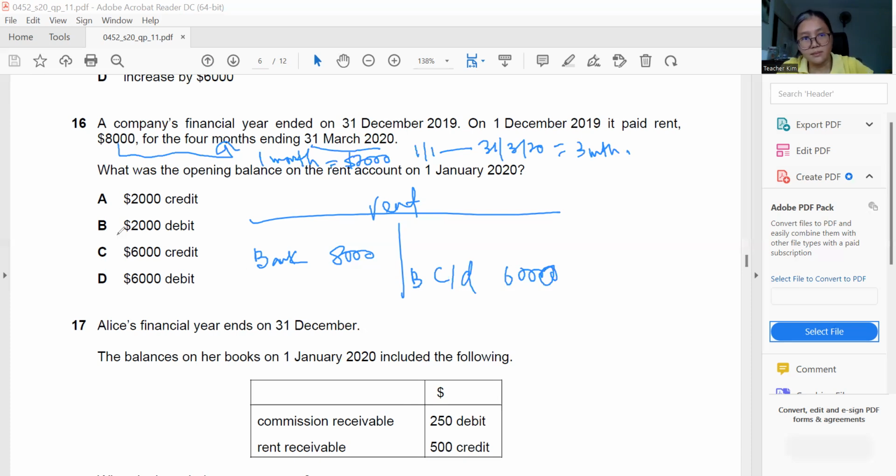So the prepaid amount, the opening balance, will be sitting in here, on the debit side. So this 6,000 will come to here. So we have the debit balance 6,000. So the answer should be D. Okay, now let's continue.